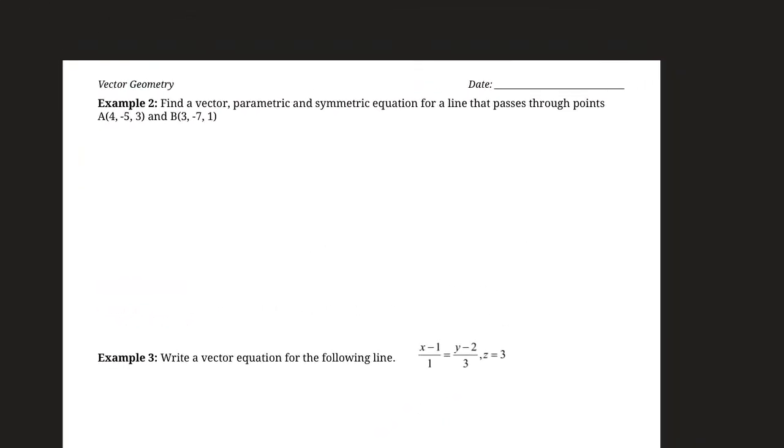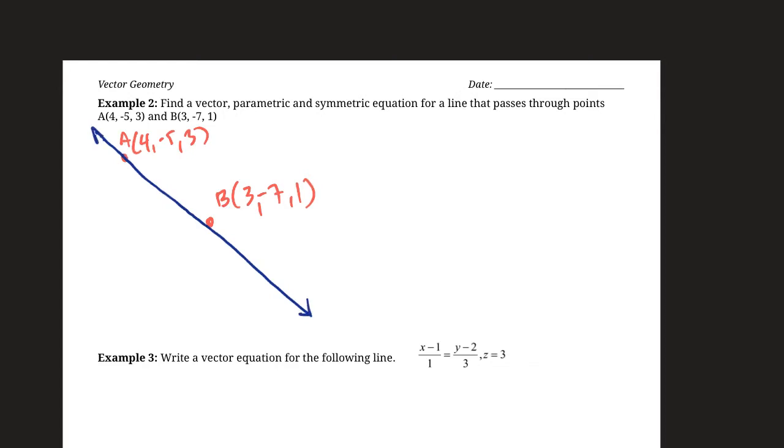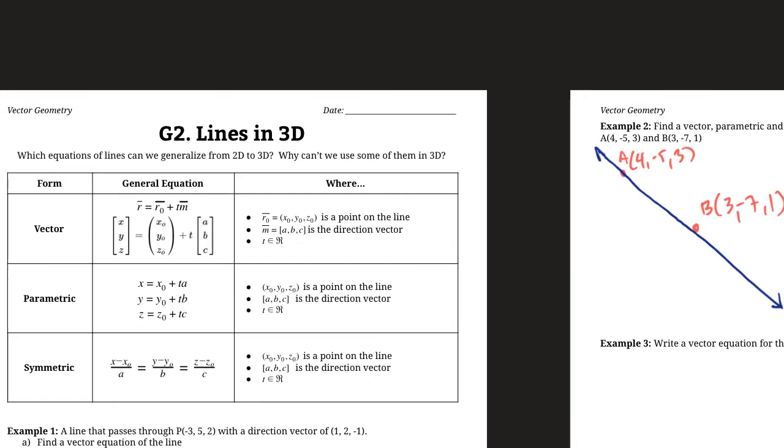Moving on. Next question. This question we're asked to find the vector between 2 points, 4, negative 5, and 3, and we'll call that A, and 3, negative 7, and 1. Right? So we have a line through these 2 points in 3D space, and we want to find the equations of that line. Well, what do we need for the equations of a line? Let's go back over here. We need a point and a direction vector. We have 2 points actually, but we need a direction vector.